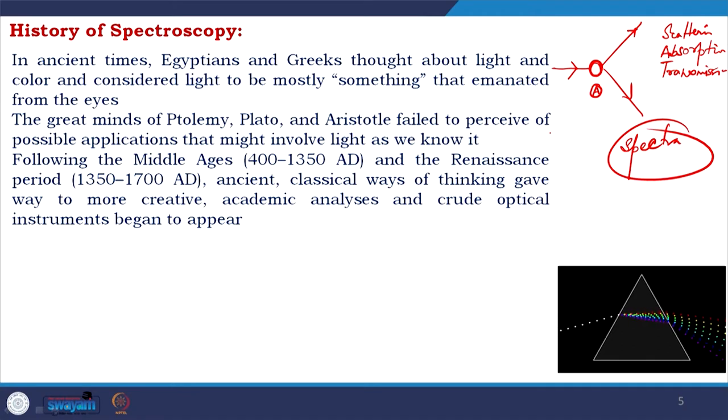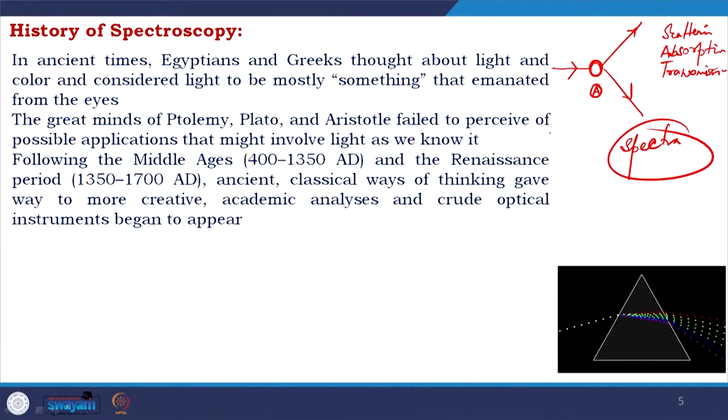So, by spectra we mean a characteristic spot or line. So, you put an energy in a matter and record the changes, and by recording the changes you want to identify something. That's what spectroscopy is. So, in that time, in the Renaissance period, optical instruments began to appear, which are very crude form of modern spectroscopy.